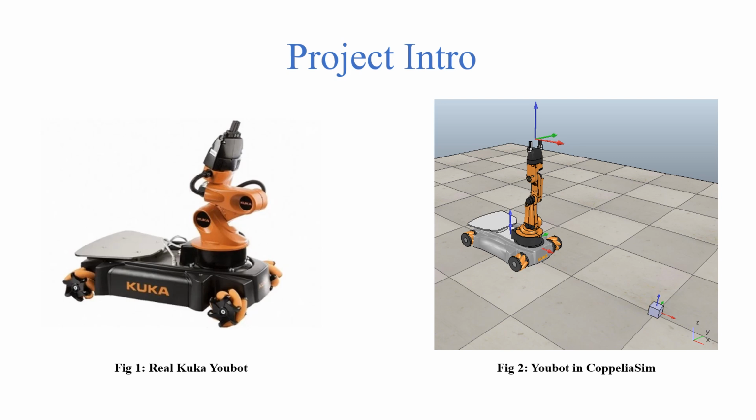In this project, we're going to tackle the modeling and control of a KUKA Youbot. Now, the left figure here shows the image of a real KUKA Youbot, which is made from a mobile base right here, and a 5 degrees of freedom arm installed on it with a gripper at the end. Now figure 2 here shows this same Youbot in the CoppeliaSim simulator in which we are going to present our control results.